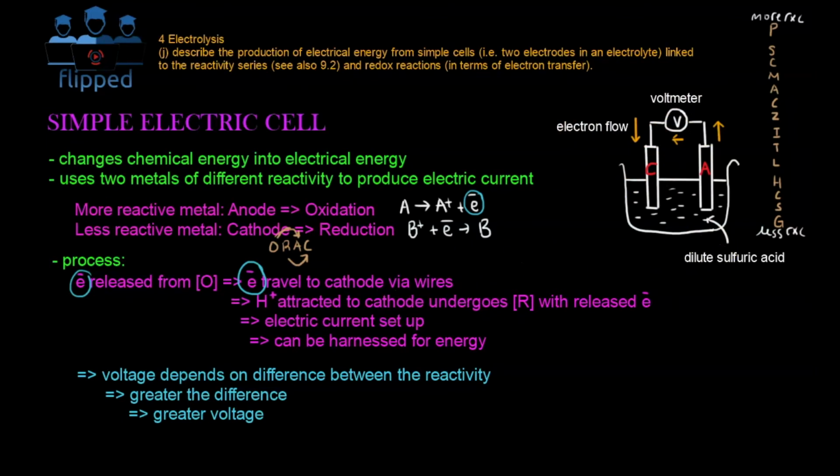Where does the H plus come from? You can see that I have dilute sulfuric acid in this solution. Dilute sulfuric acid is H2SO4, which if I ionize it is H plus and SO4 2 minus. So this H plus is coming from here. The H plus attracted to the cathode will undergo reduction, with the released electron, the same blue electron here. When oxidation and reduction are both being done, an electric current is set up and can be harnessed for energy.